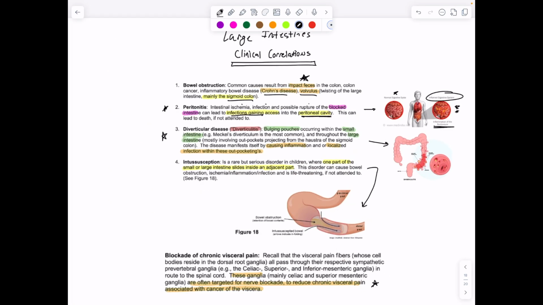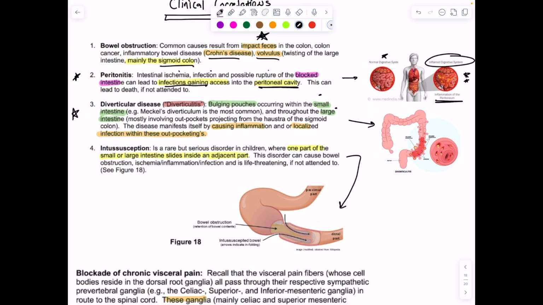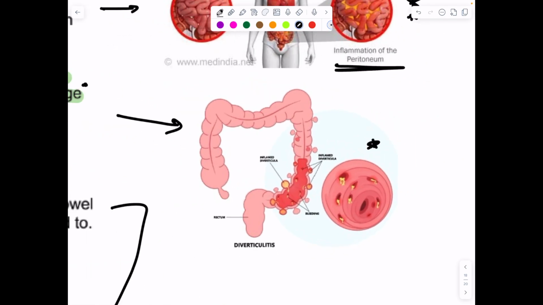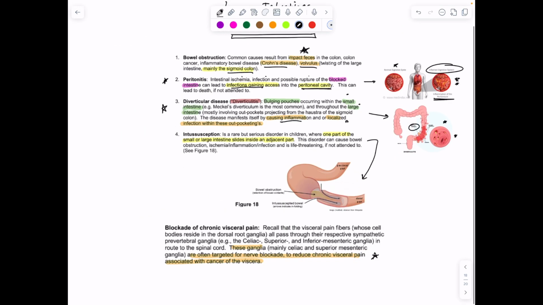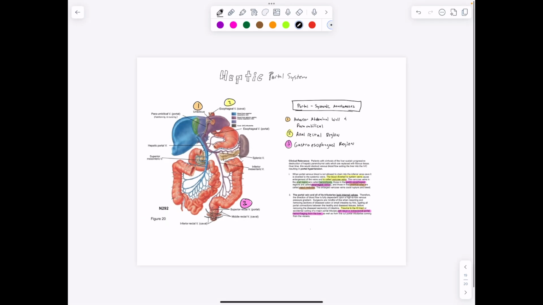Diverticular disease, aka diverticulitis, is when you have these outpouchings in your small intestine and large intestine, and it causes inflammation and localized infection. I've actually known some people with this, and it is very painful. Then you have intussusception, which I've heard of happening to kids. One part of the intestine slides into an adjacent part, and then typically they'll blow air into the region to inflate the intestine, and the parts will just pop out of each other. All right, and then if you wanted to block chronic visceral pain, we said that there are 4 main ganglia in this region: celiac, superior mesenteric, inferior mesenteric, and then we have the aorticorenal. And so you can target those ganglia to basically block pain signals from traveling through them to the brain.